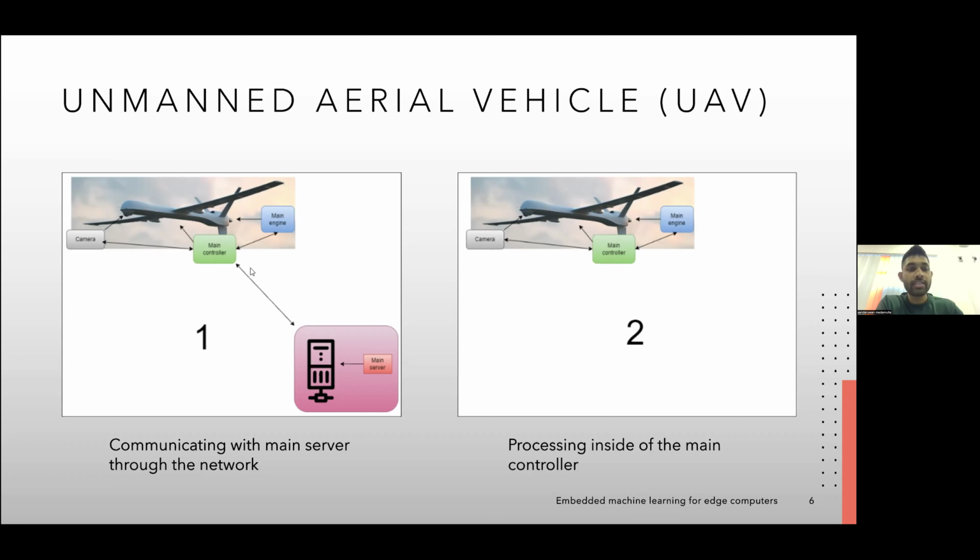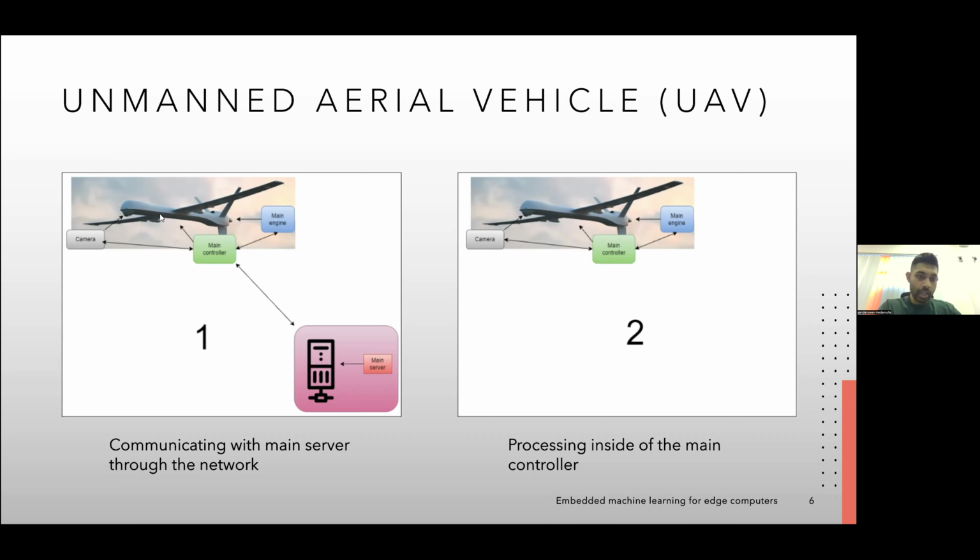In my case, there is a camera on the unmanned vehicle, a main controller, and a main engine. At a very high level, there are three components in the drone. The task is that the drone should maintain a distance of 1 kilometer from the ground. The drone has to identify objects on the ground and maintain the distance. Mainly it has to identify mountains. Before reaching a mountain, the drone has to go up, and after passing the mountain, it has to come down and maintain the 1 kilometer distance.